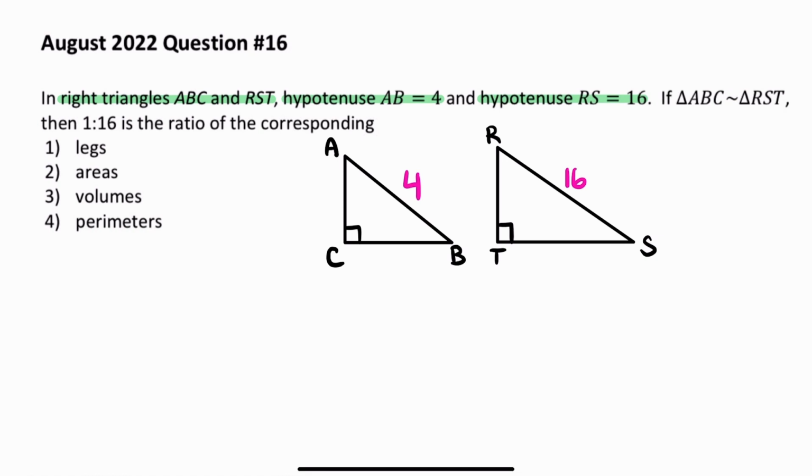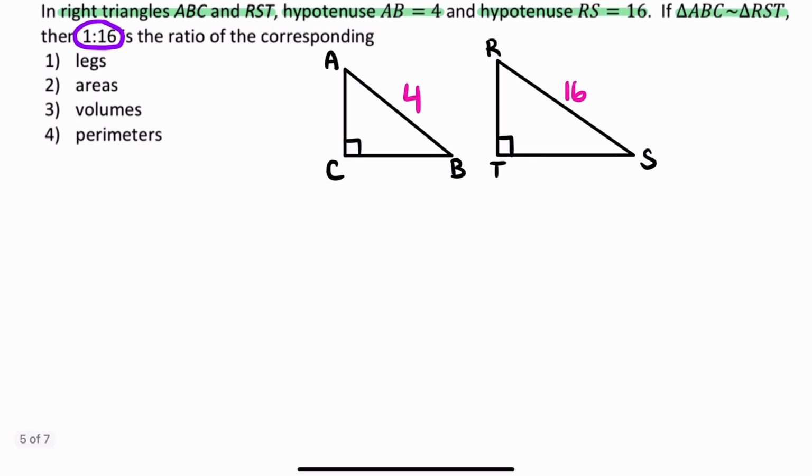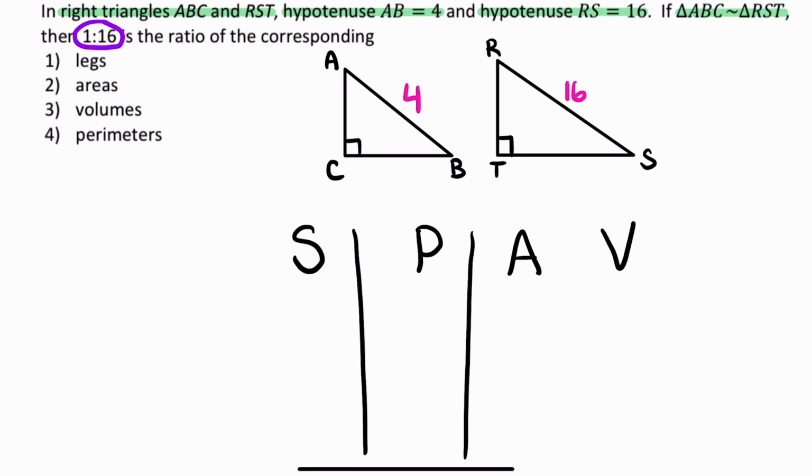It then tells me that these two triangles are similar, which is a big deal because it means their sides are in proportion. And it wants to know what the ratio of 1 to 16 represents, and it gives me all those options. So I'm going to let you know right off the bat, I am not ready to look at those options yet, but now that I see ratios and they're talking about areas and volumes and perimeters, I know I'm going to do a SPAV chart. So I'm going to go ahead and write S, P, A, V. And I'm going to organize myself by putting 4 to 16 under the side column.